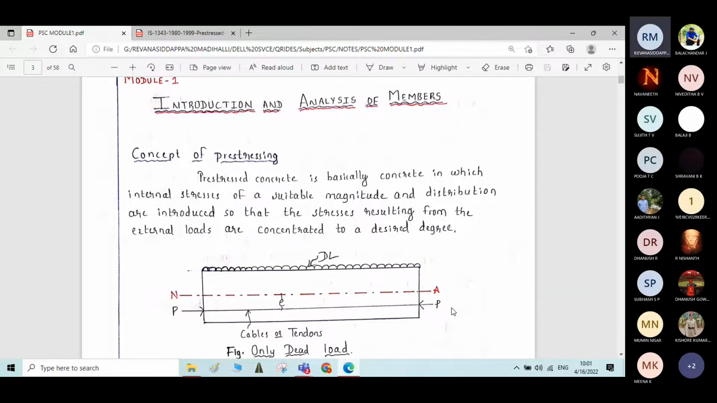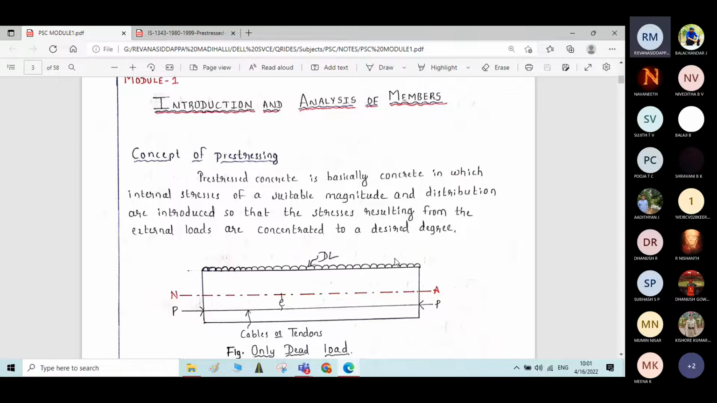It is similar to RCC only in the principle behind the design and construction methodology. There are a few advantages of these PSC elements compared to RCC elements, and there are some disadvantages also, with respect to cost and all. Especially for long span structures, like bridges, which obviously have a longer span, correct? For structures having long span, these PSC elements are very much suitable.